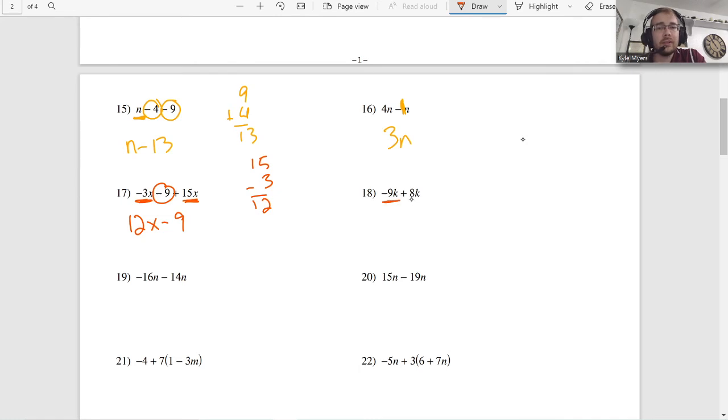All right, these are like terms. They both have k, not different powers of k. Negative 9 plus 8. Signs are different, so I subtract. 9 minus 8 is 1. But I had to switch the signs in order to do it that way. So it's going to be minus 1.